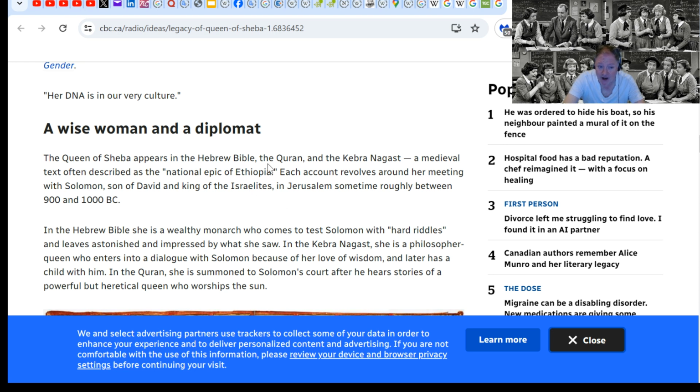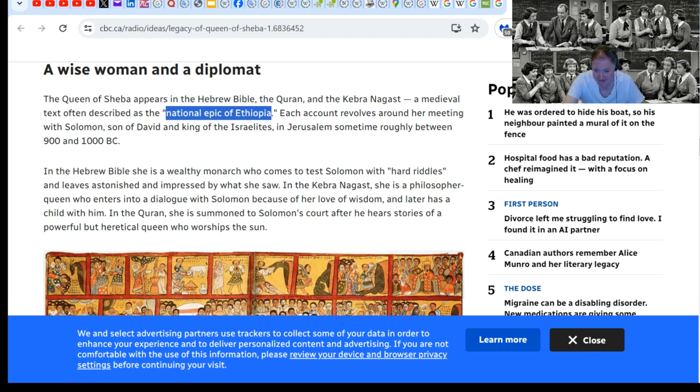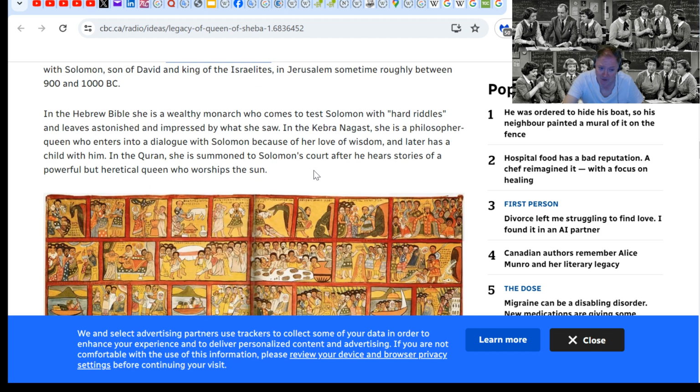And in the Quran, that's where it started happening. Described as the national epic of Ethiopia. Whoa, that's nowhere near Saba, is it? That's all the way down in Africa, and start selling this cult Marxist narrative of racism. Christianity being a racist faith, and Islam being not racist, which is complete bullshit.